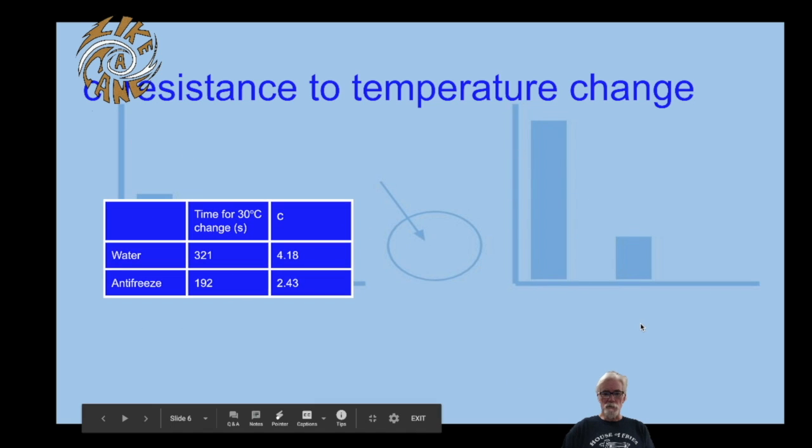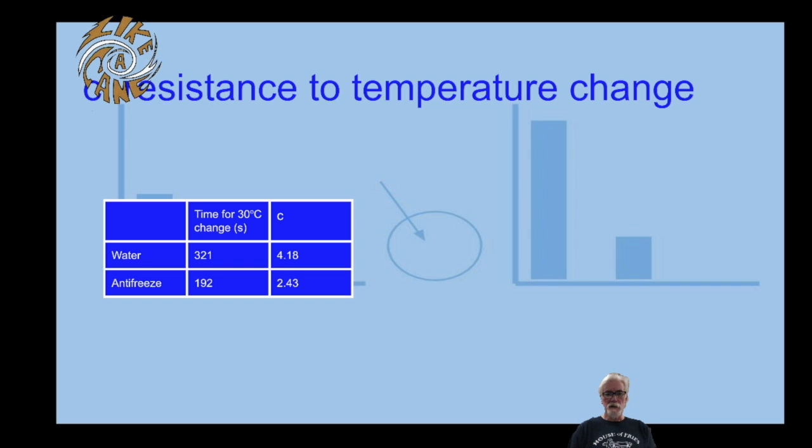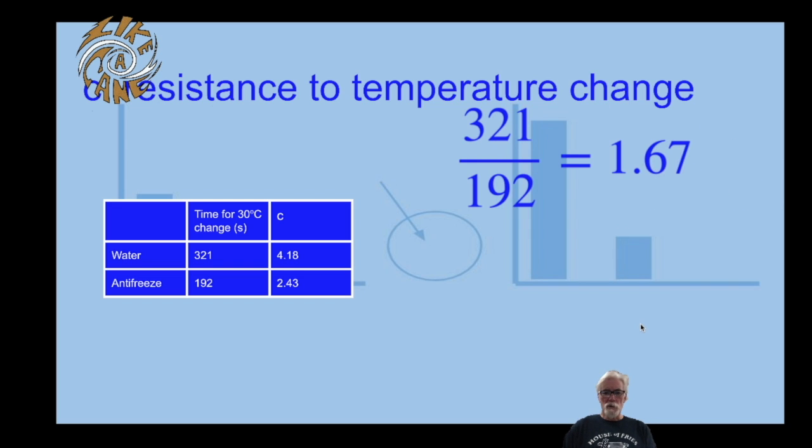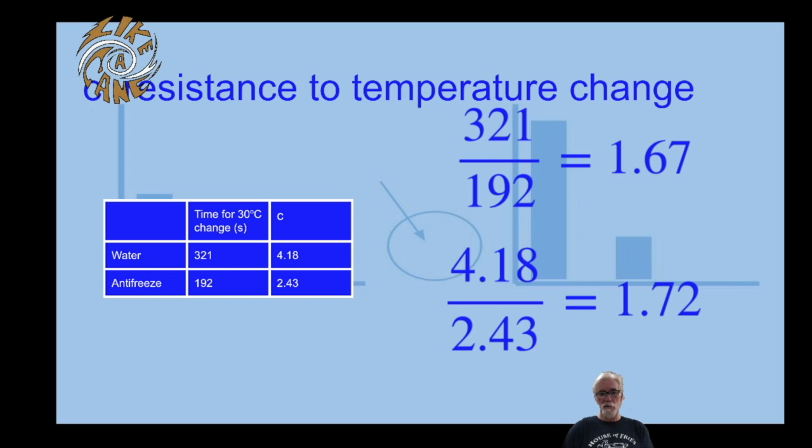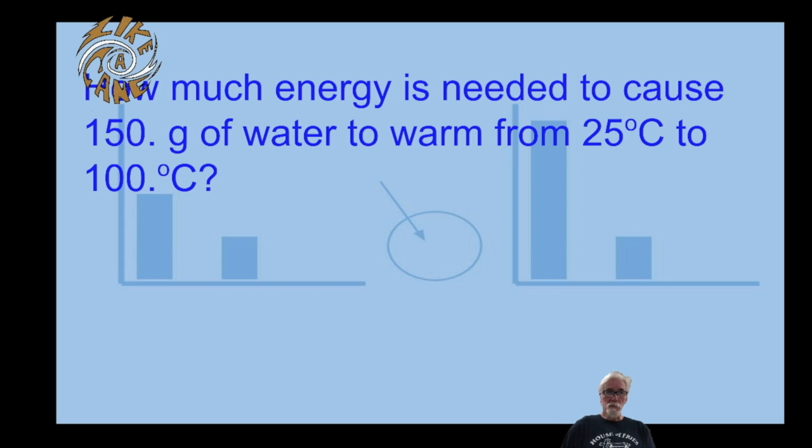Now let's look at some ratios here. I'm going to shrink this chart down to the left-hand side and make room for some arithmetic. When I take the ratio of the energy change, which is really the time change here, for water over antifreeze, I get a ratio of 1.67. When I take the ratio of the heat capacities, 4.18 over 2.43, I get 1.72, which is almost exactly the same ratio. So we can think about heat capacity as an ability to resist temperature change.